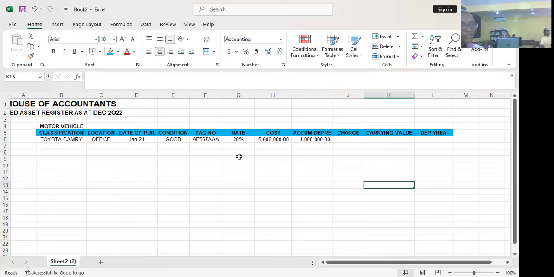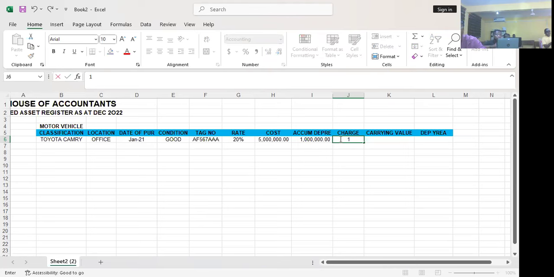And we are preparing for 2022 December. That's 1 year. Are we good to go? So that is 1 year. So if they charged 1 million last year, they will also charge another one this year. And that will be another 1 million. That will be 2 million. But this one, it will now be 1 million.